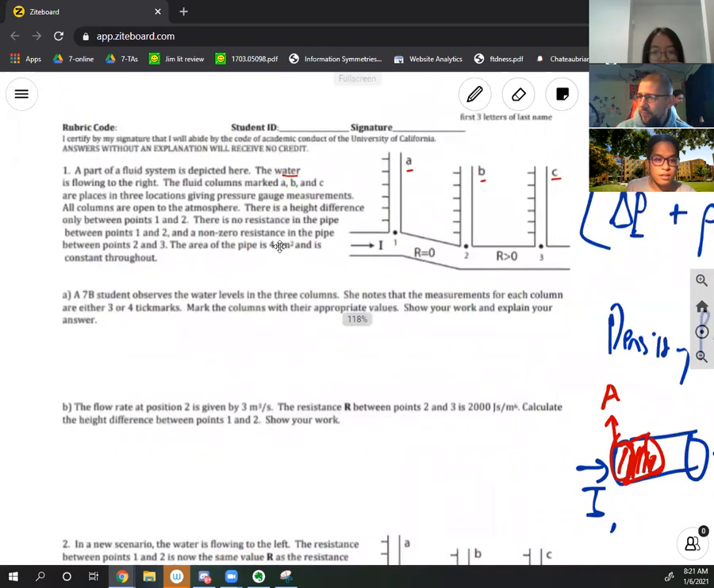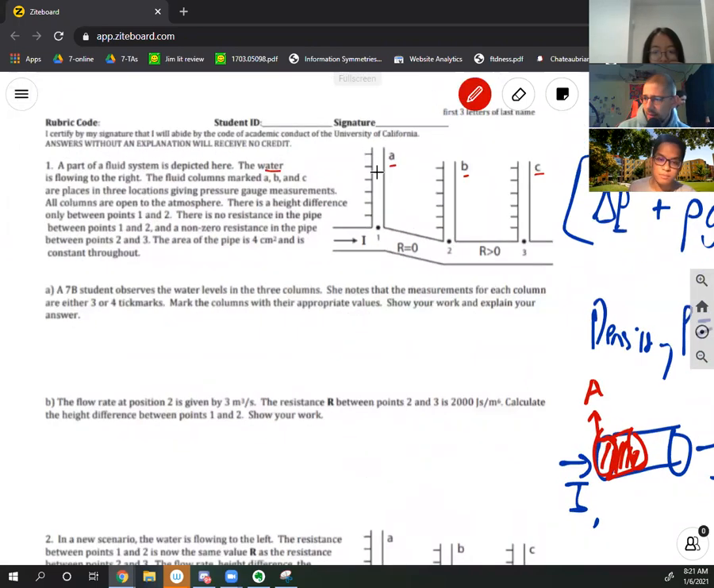Okay. We have fluid columns marked A, B, and C, giving us pressure gauge measurements. All columns are open to the atmosphere. So at the top of each of these tubes, I have atmospheric pressure. That's what that tells me. So if we have a section of a fluid system that is open to the atmosphere, that section of the fluid system is at atmospheric pressure. P atm.